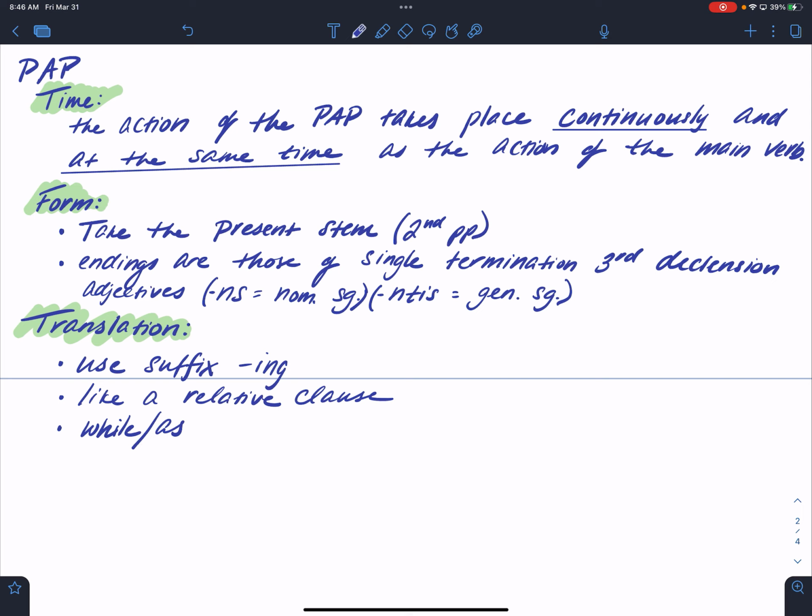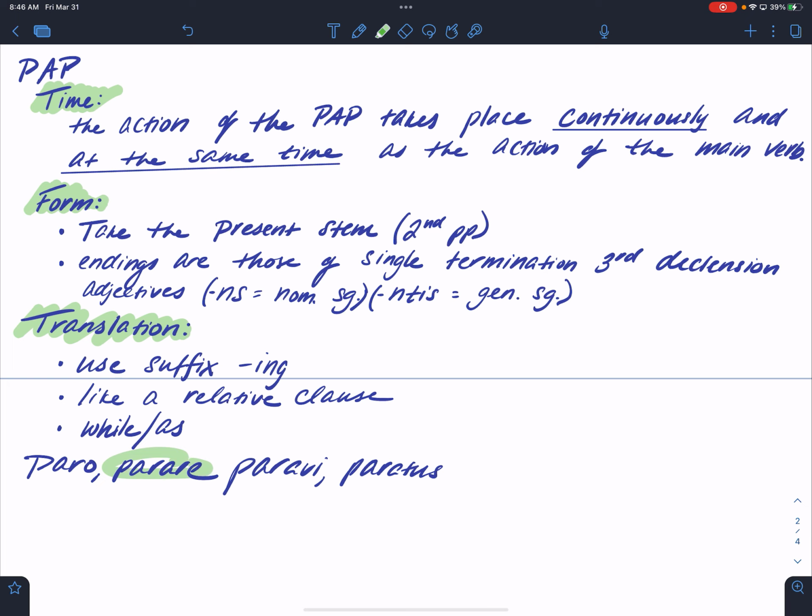Okay, so let's do an example of forming one so you get the gist of how to do it. Let's take the verb paro, parare, paravi, paratus. Now form it. Take the present stem. So we're going to go to our second principal part. That's this guy over here. We're going to get rid of the RE, and that leaves us with our present stem. That's para.